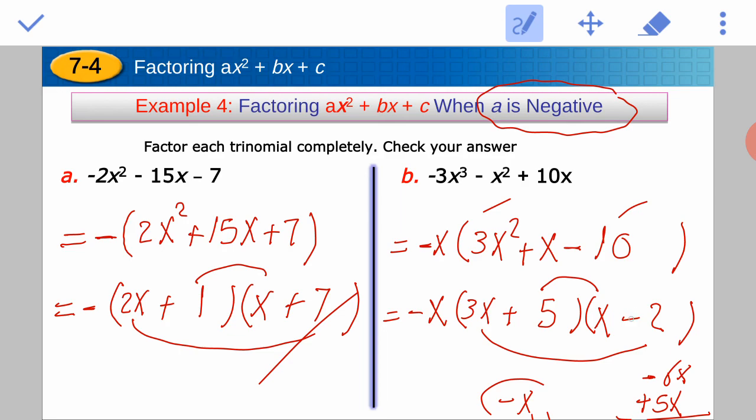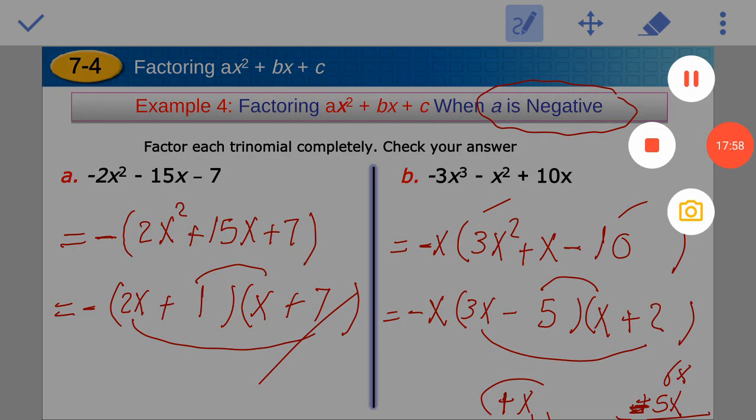So you only need to switch the two signs, make this negative plus and make this plus negative, and everything is going to be perfect. So now when you try the outer, they are positive. And when you try the inner, now they are negative. 6x minus 5x, this is plus x. This is exactly my middle term. You need to practice very well. See you in the next lesson. Bye.